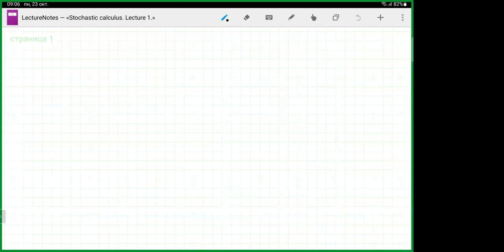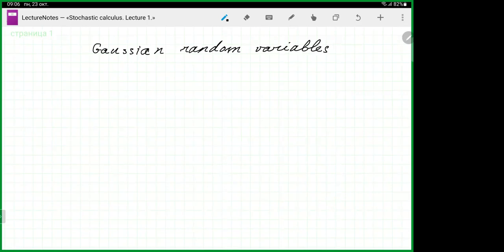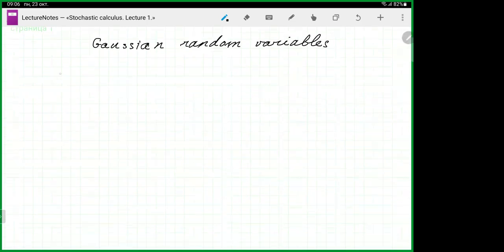Today we will start with families of Gaussian stochastic variables. So, Gaussian random variables.